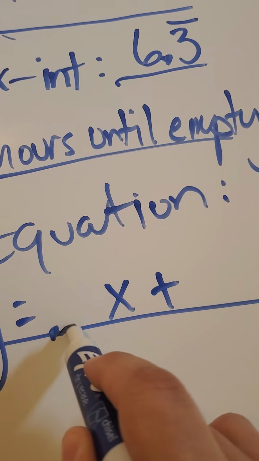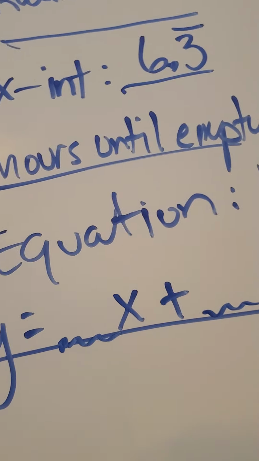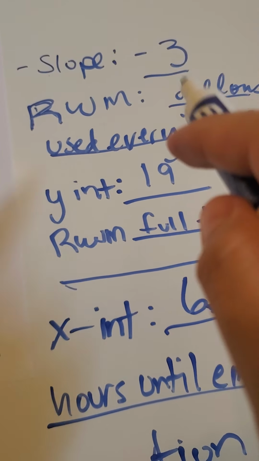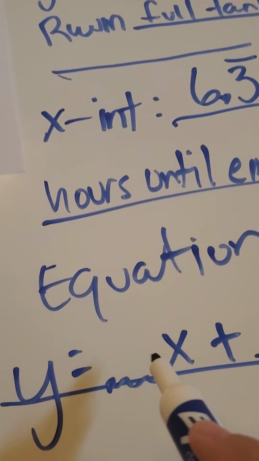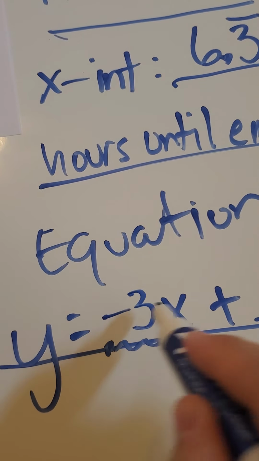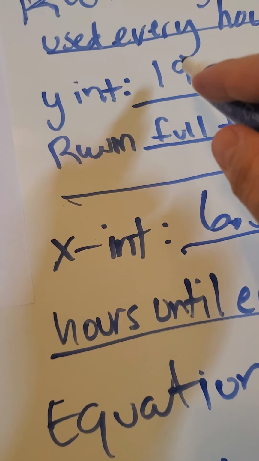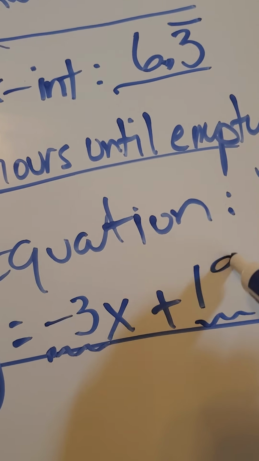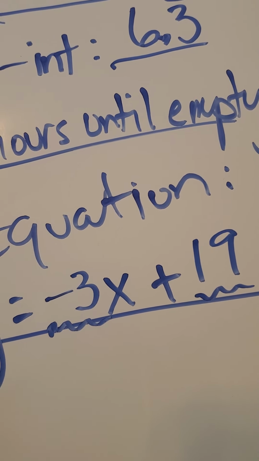So I need to fill in my slope and my y-intercept. Well, if I look up here, my slope is -3. So that's going to go here, -3. And y-intercept is 19. So that's going to go here. Does that make sense? That's the first one.